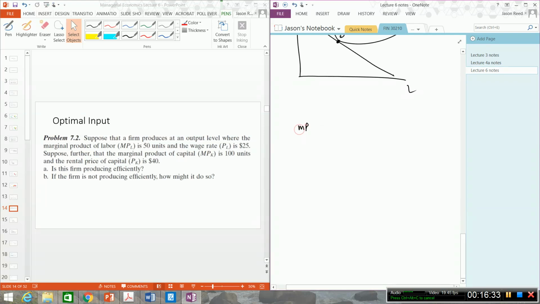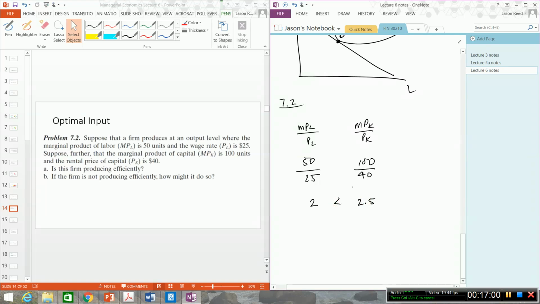So we're looking at the MPL over PL, and we want to look at that in relation to the MPK over PK. The MPL is 50 units, the wage rate is 25, the MPK is 100 units, and the price of capital is 40. So what we solve down for is we get essentially 2, and then 2.5.